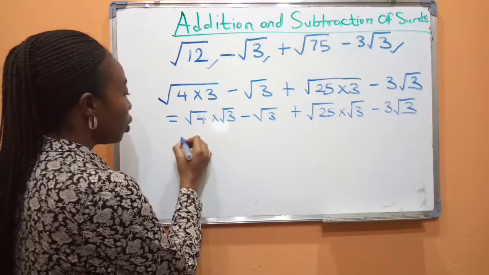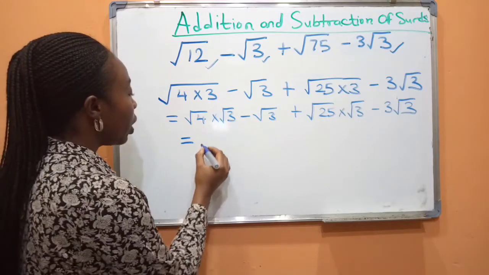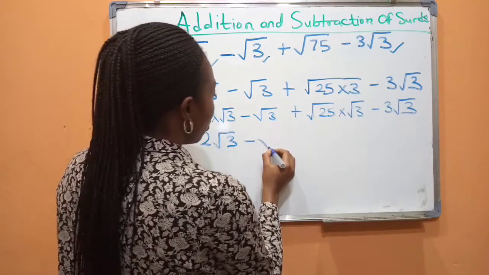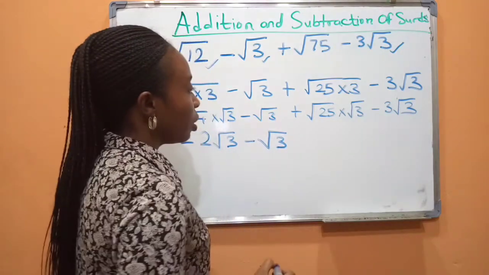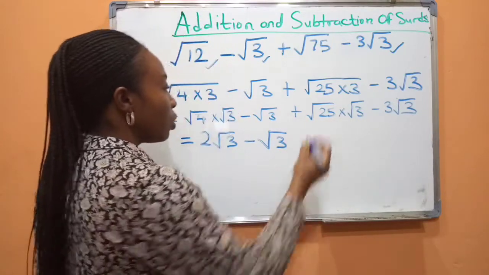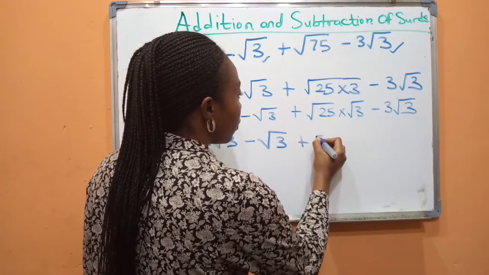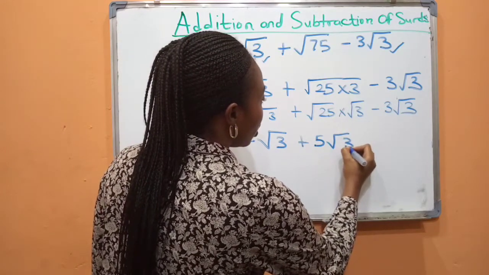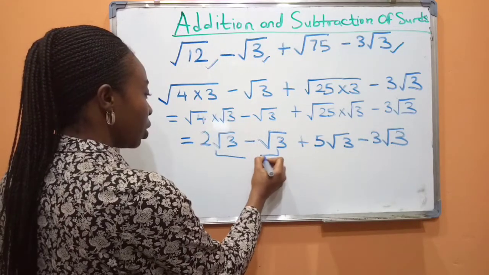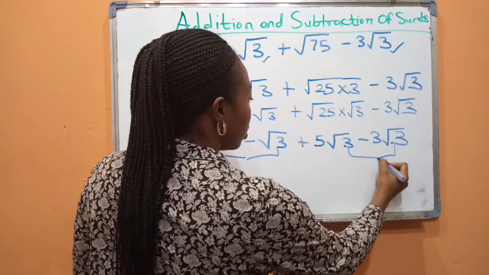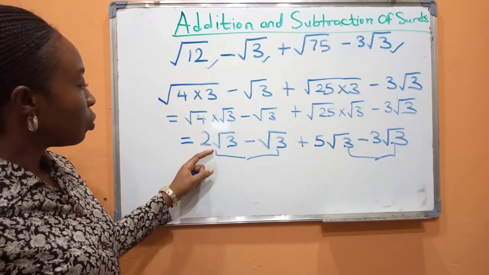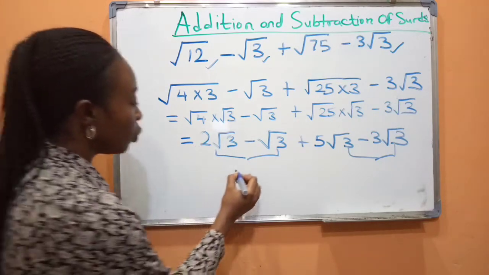What's the square root of 4? The square root of 4 is 2. So we have 2 root 3 minus root 3. Then here we have, what's the square root of 25? The square root of 25 is 5. So we have plus 5 surd 3 minus 3 surd 3. Let's solve it this way. You say 2 root 3 minus root 3, we are going to have root 3.